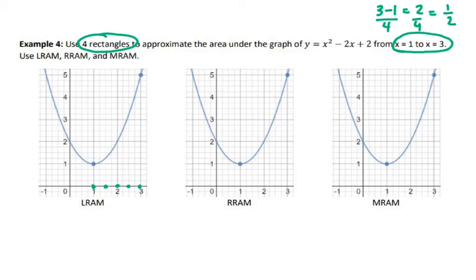So for the first one, they want us to use the left rectangular approximation method. So I'm going to start at the leftmost point and draw my rectangle over until it reaches that second point. Okay. And then again, I'm basing the height off of the function value on the left side of the rectangle. Okay, and then for the next one, that's going to be up here.